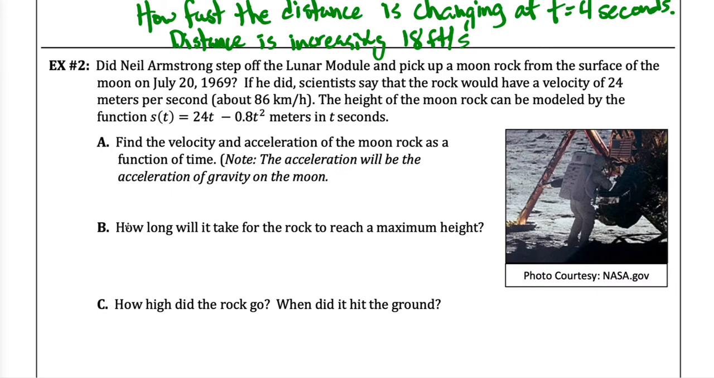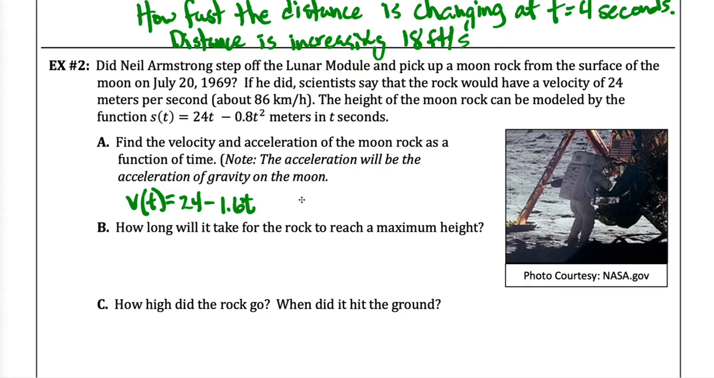Now, we touched on this really briefly the other day when we had position, velocity, acceleration. So velocity is going to be the derivative of position, which is kind of what example 1 was. Okay, so if we have s of t equals 24t minus 0.8t squared, v of t is going to be the derivative, which is 24 minus 2 times 0.8, which is 1.6, t to the first.